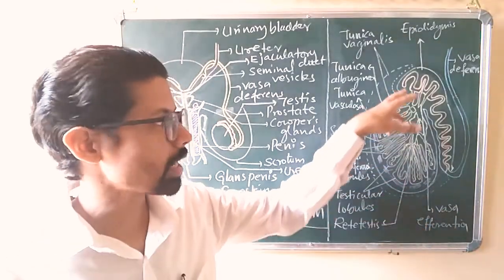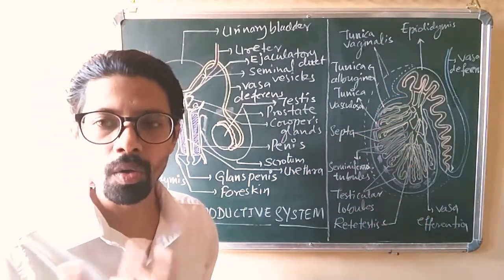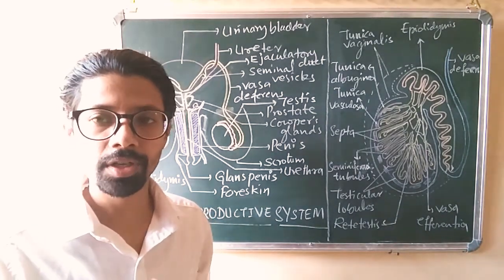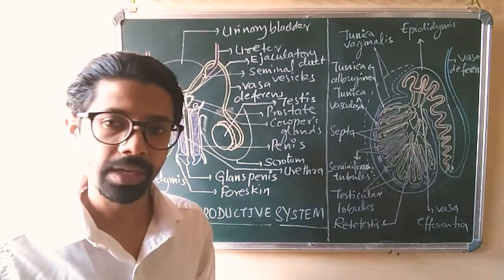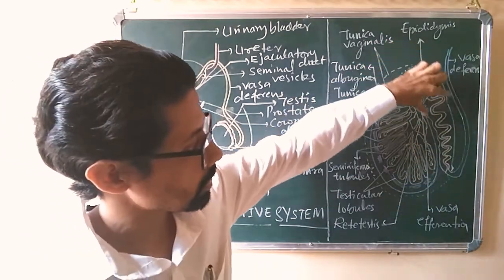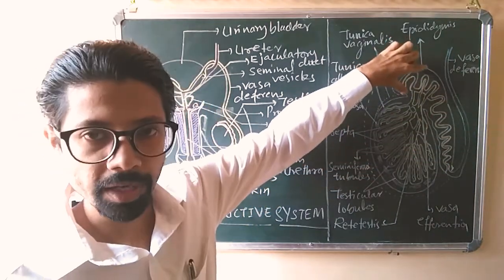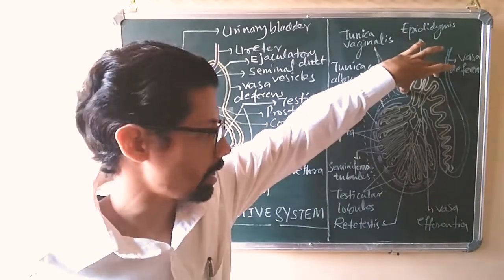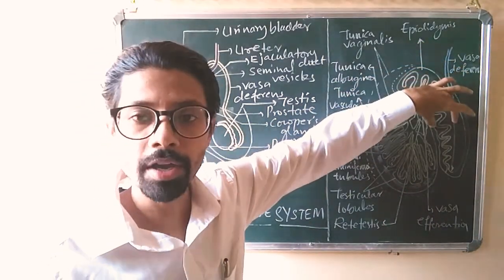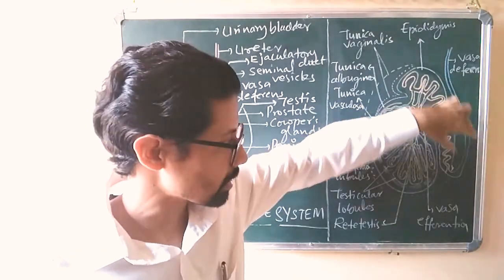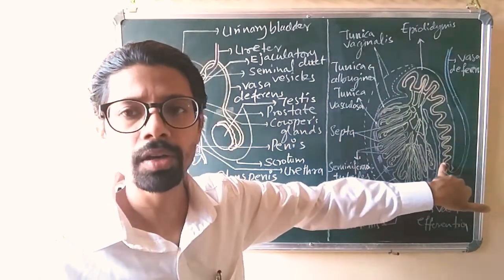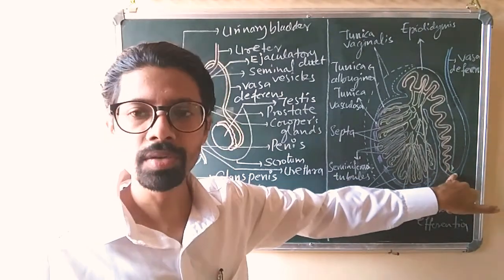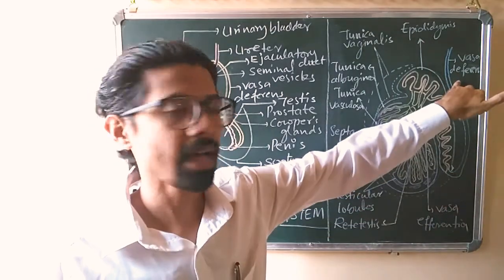Vasa efferentia is connected to a very long coiled structure called the epididymis. The vasa efferentia is super coiled inside the epididymis. This region outside the testis is the epididymis. The epididymis can be divided into three portions: the upper head part is called caput epididymis, the center part is the body or corpus epididymis, and the lower tail part is the caudal epididymis. Caudal epididymis gives rise to a single tube called the vas deferens.